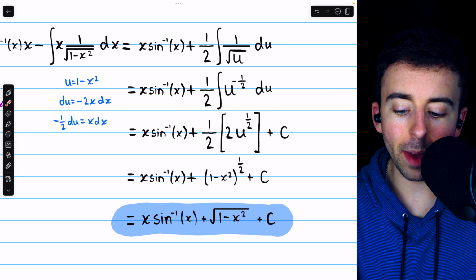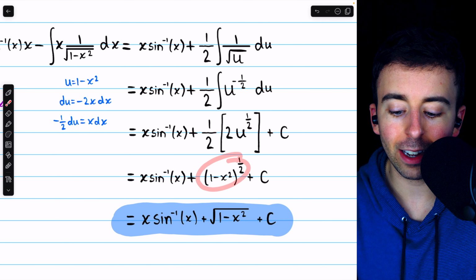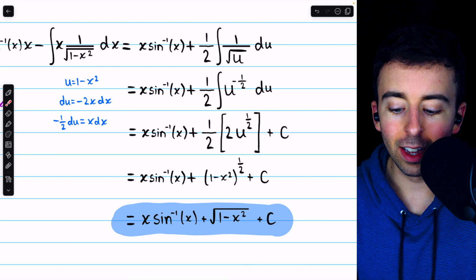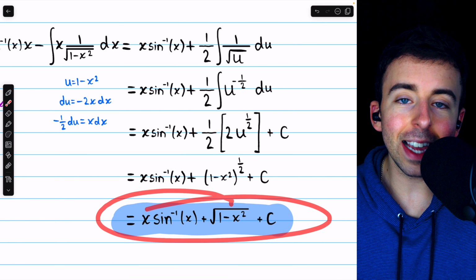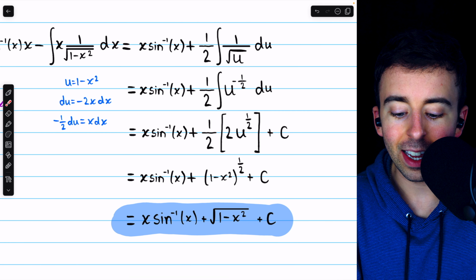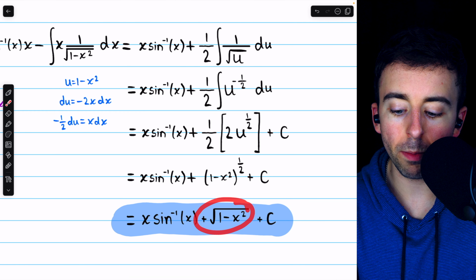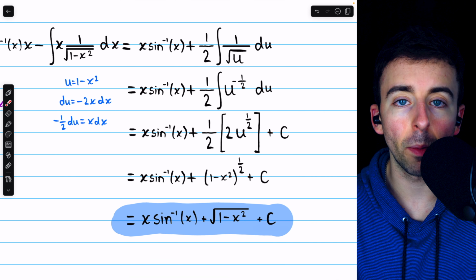And then finally, we may like to rewrite that rational exponent as a square root, since we had a square root to begin with. So there's our final answer. The integral of arcsin of x is x times arcsin of x plus the square root of 1 minus x squared plus the arbitrary constant.